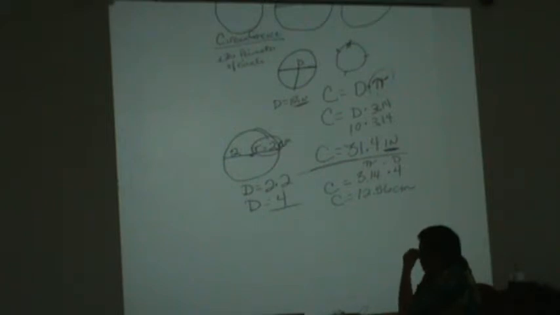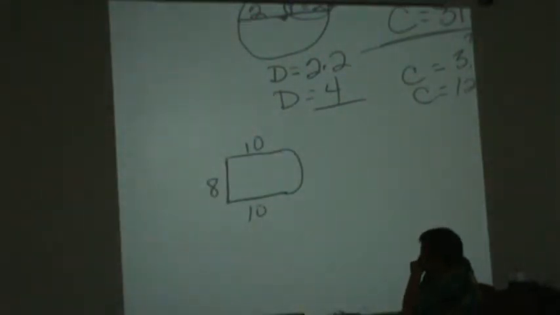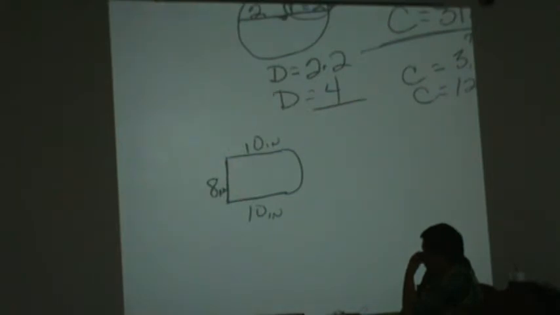Okay, let's find the perimeter of something that's a funny shape. Let's find the perimeter of something like this. Okay, let's say this is 8, this is 10, and this is 10. That's all that they gave you. Let's say inches. And it wants you to find the perimeter. Okay, this part's easy, right? You add these. What about this?